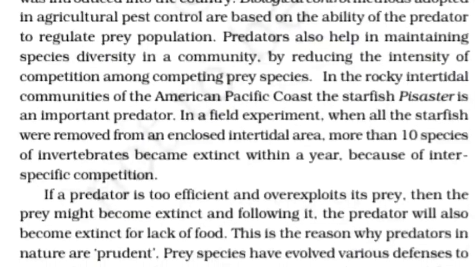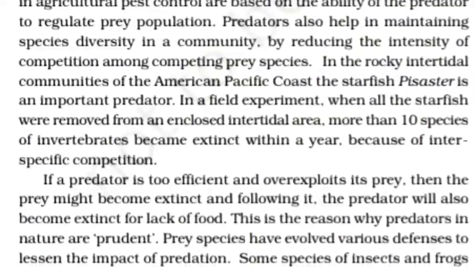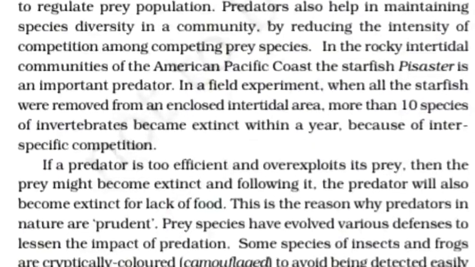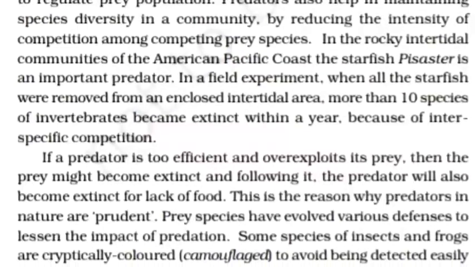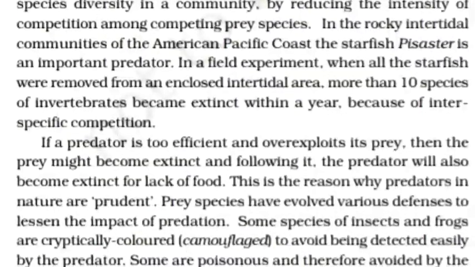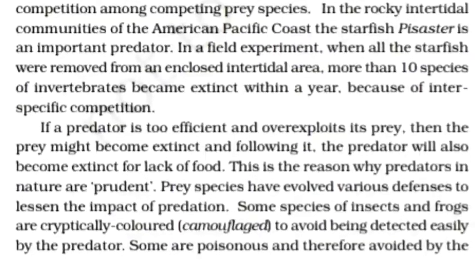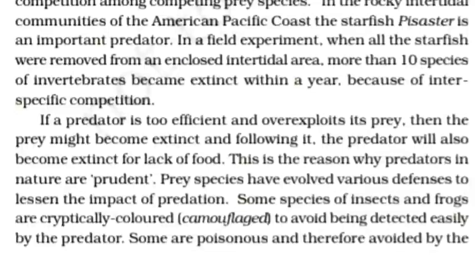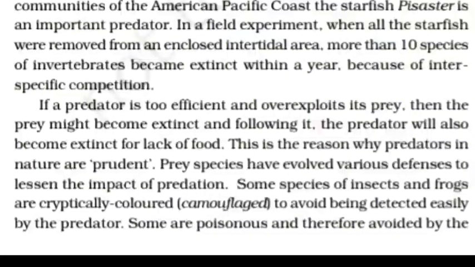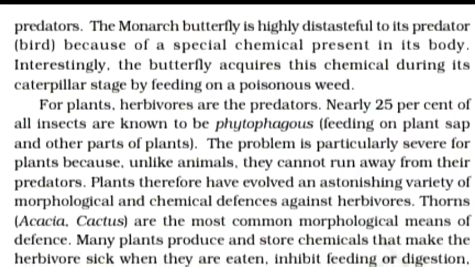If a predator is too efficient and overexploits its prey, then the prey might become extinct, and following it, the predator will also become extinct for lack of food. This is the reason why predators in nature are prudent. Prey species have evolved various defenses to lessen the impact of predation. Some species of insects and frogs are cryptically colored, camouflaged to avoid being detected easily by the predators. Some are poisonous and therefore avoided by the predators.